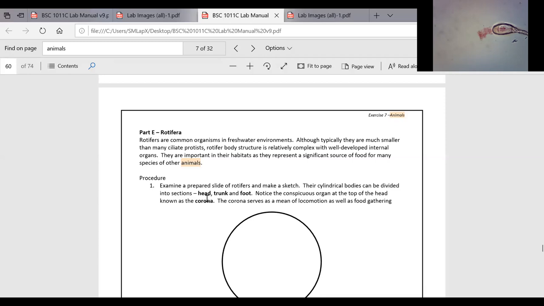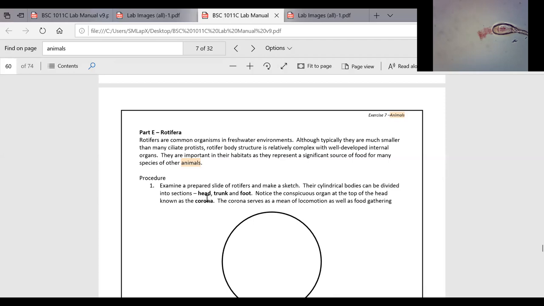So anyway, these are found in drops of pond water, but they are not protozoans. They're multicellular animals just like you and I. Maybe a little bit different than you and I. They have a head, which is off to the left, and I can't really get it on the microscope like I want to show you, but I'll describe it to you in just a second. Actually, I can show you another picture. They have a trunk, which is just off to the right, and then they have a foot off to the right-hand side of the picture.